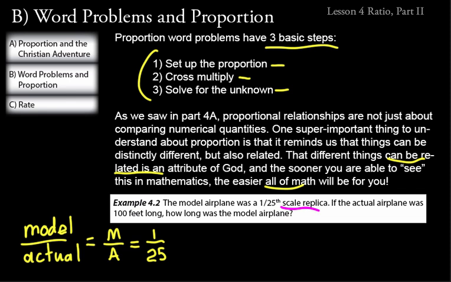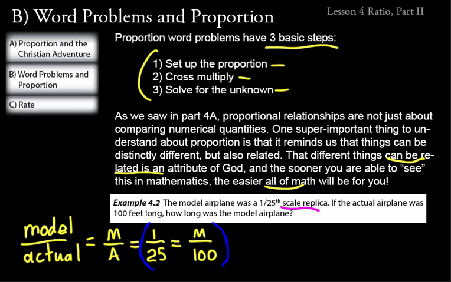1/25. Okay? Now if the actual airplane is 100 feet long, how long is the model? So here we can just say the model over 100, because we've been given the actual. So here's our proportion that we want to use. We have three known values, 1, 25, 100. There's one unknown there, the m. So we just cross multiply now and figure out what m is.